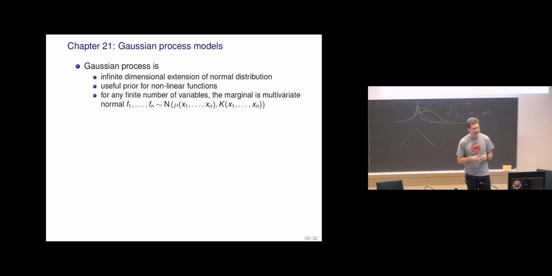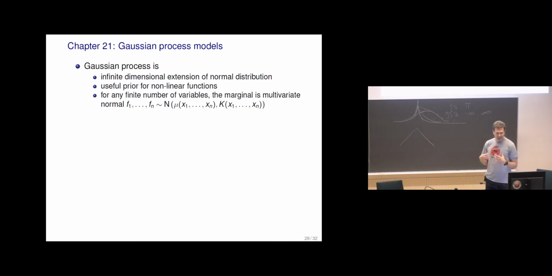Gaussian process is an infinite dimensional extension of the normal distribution. It's a very useful prior for nonlinear functions. The nice thing is that even if the process itself is infinite dimensional, when we are interested in any finite number of variables, the marginal is multivariate normal. And you know from chapter 3 that multivariate normals are easier. We can have the analytic equations for conditionals and marginalization and so on.